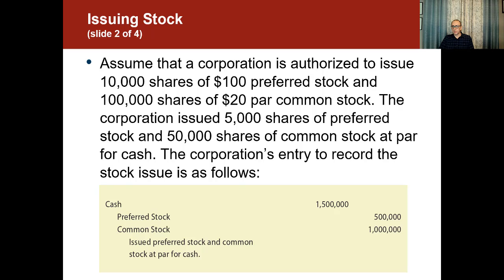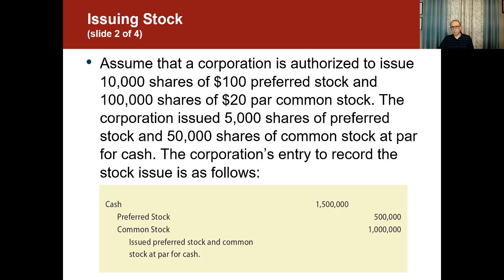Assume that a corporation is authorized to issue 10,000 shares of $100 preferred stock and 100,000 shares of $20 par common stock. The corporation issued 5,000 shares of preferred and 50,000 shares of common stock. So you can see that they didn't issue everything that was authorized. They actually went only 50%. The corporation entry to record the stock issuance would be as follows.